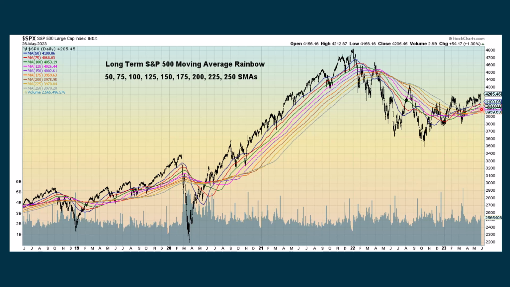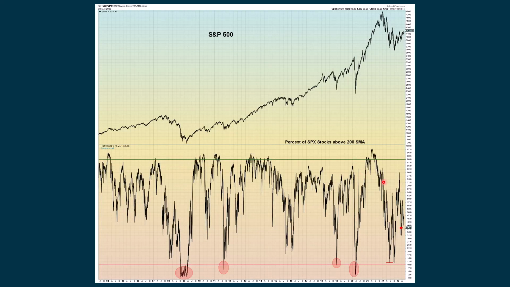So this is more positive overall and helps us determine the long-term trend. We also look at the percent of stocks in the S&P that are above their 200-day simple moving average. This is dropping off a bit, showing not a wide participation in the upward move. When this is advancing, that means things are more positive. When it's declining, that's more negative.